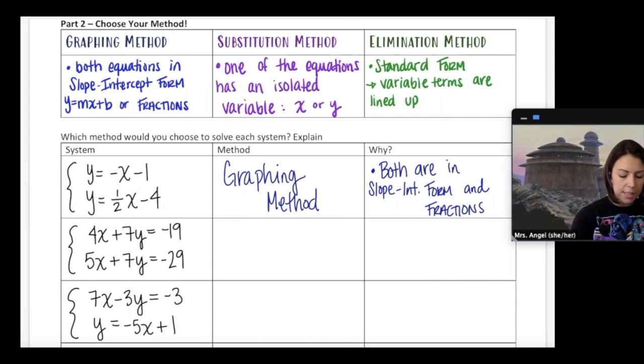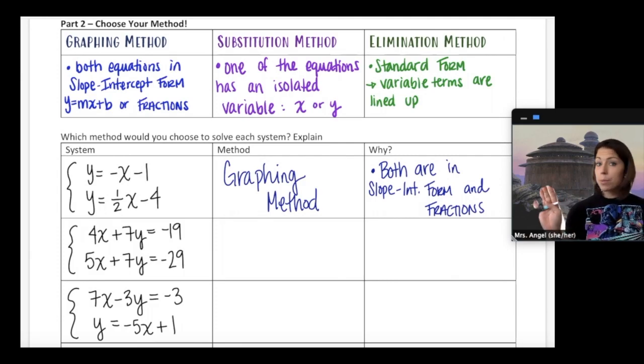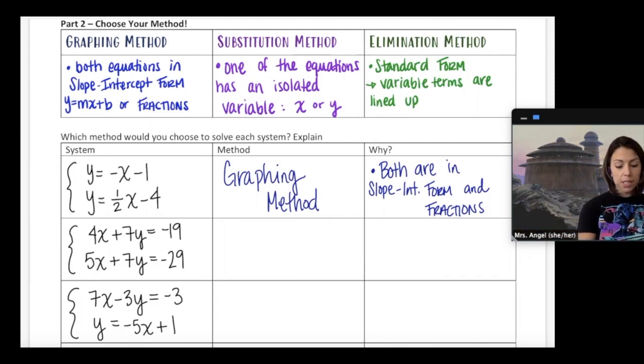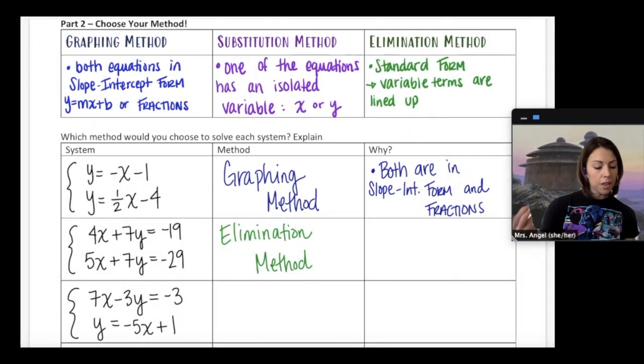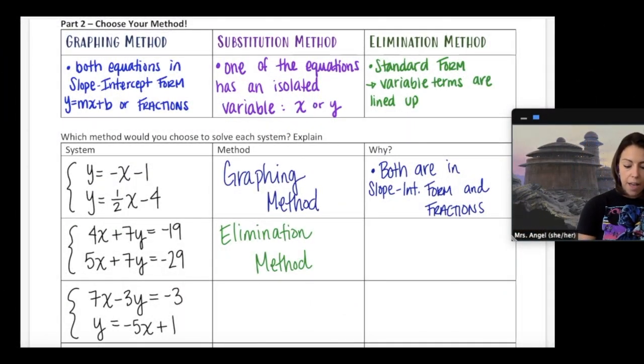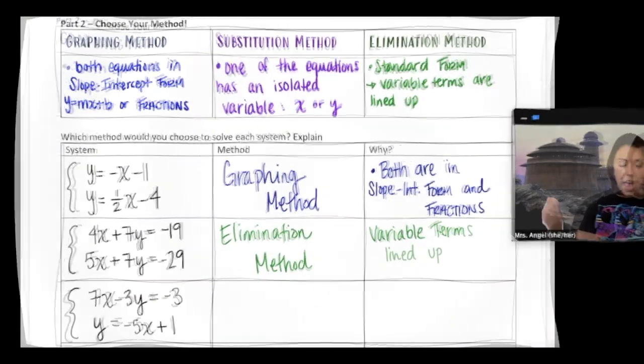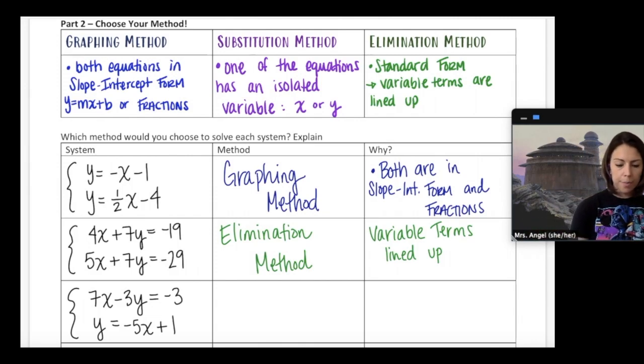All right, what about the second system? 4x plus 7y equals negative 19 and 5x plus 7y equals negative 29. Which method would you use for that system? Well, I don't see any isolated variables, and I definitely don't see any fractions or y by itself, and I do see like terms on top of each other, so that leads me to make the conclusion that I would use elimination method here. Why? Well, you could say that they're both in standard form, or I have variable terms lined up. X's are on top of x's, y's on top of y's, etc.